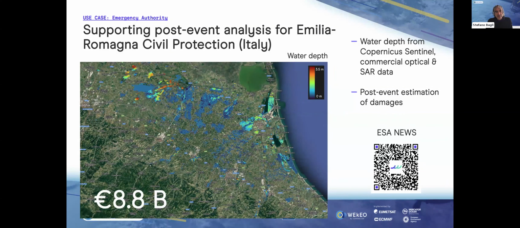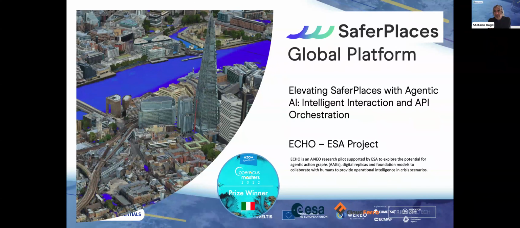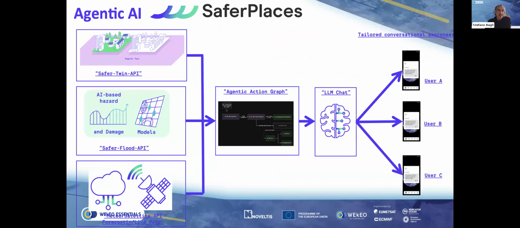Recently, we started reasoning about agentic AI and trying to embed this technology into our solution. And we ran a project funded by ESA, together with Cloudflare and Trillium Technology. The project is called WEkEO. And WEkEO is an agentic AI that basically understands, through an LLM ChatGPT-like interface, how to orchestrate the different APIs that compose the technology of SaferPlaces.